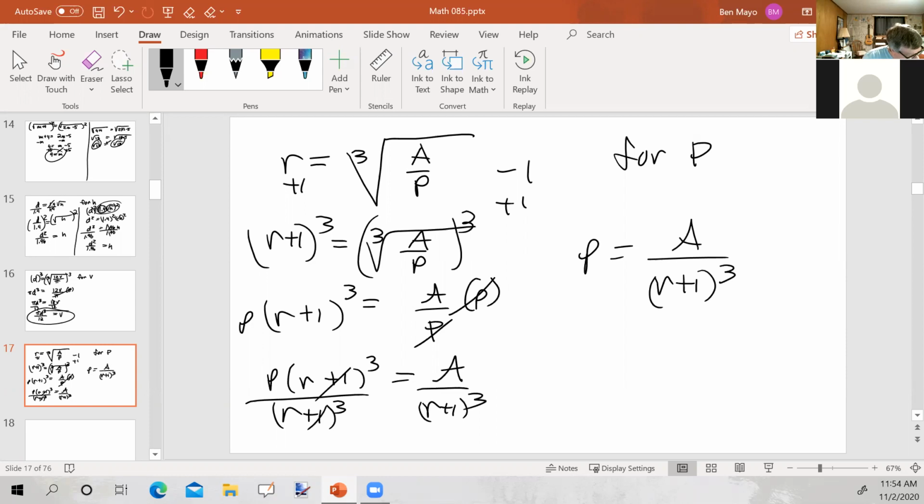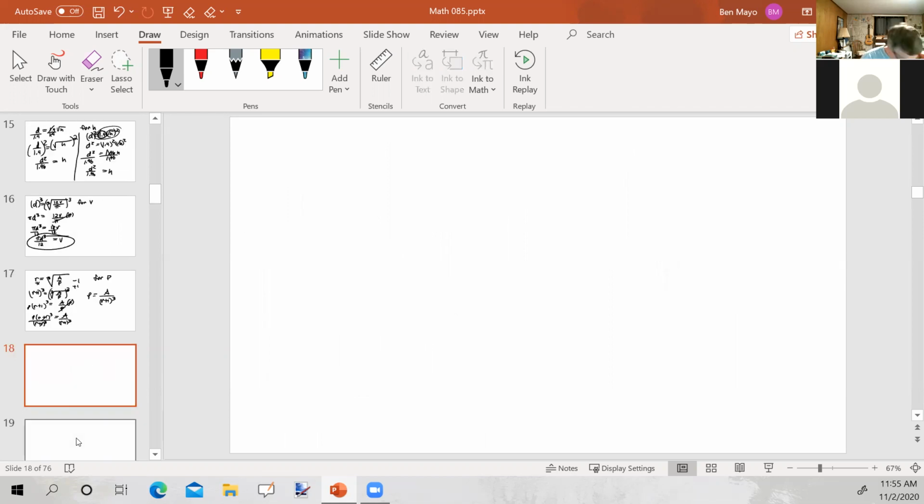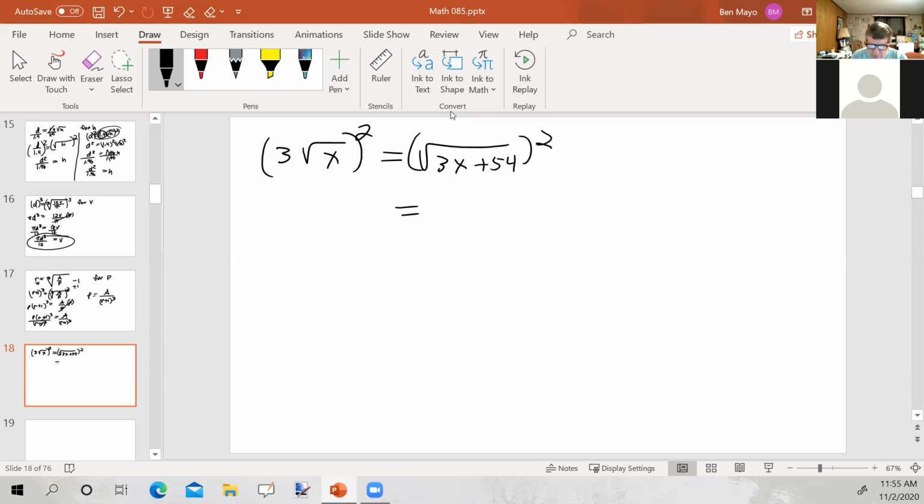Okay. How about this one. 3 times the square root of x equals the square root of 3x plus 54. I was doing cube roots before, sorry, square roots. So I have 2 radicals. They are isolated. I'm going to square both sides. Now on the left side, I'm not going to get 3x. Remember, I'm going to get 3 squared, the square root of x squared. So I'm going to get 9x. Okay with that? Yes. And on the right side, 3x plus 54.